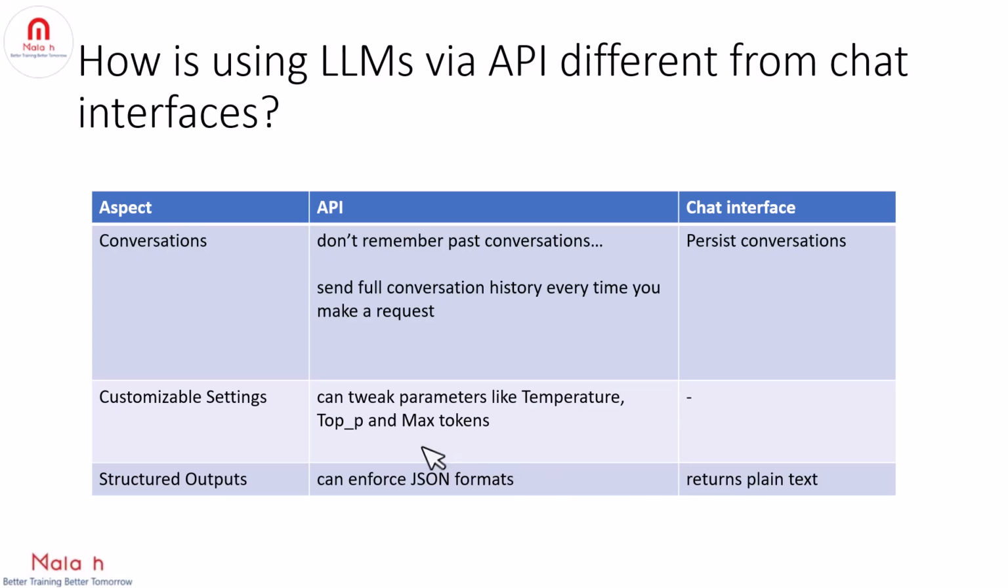Let's understand how using LLMs via API is different from chat interfaces. There are a few key differences. The first one is conversations. That is, APIs don't remember past conversations. You need to send the full conversation history every time you make a request, whereas chat interfaces can remember the previous conversations.